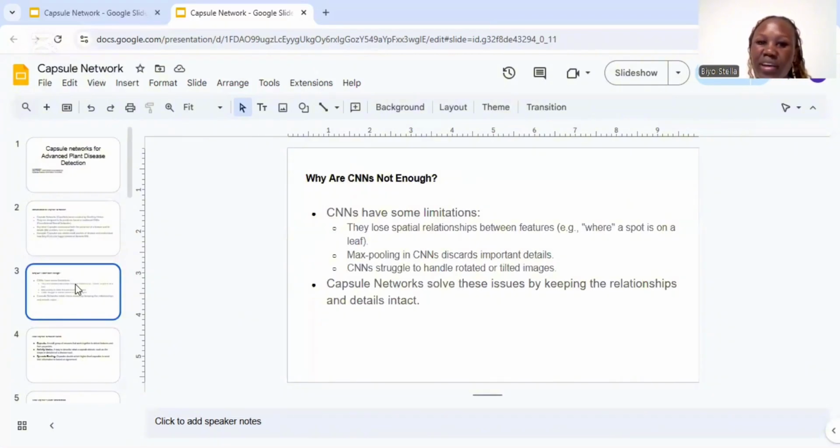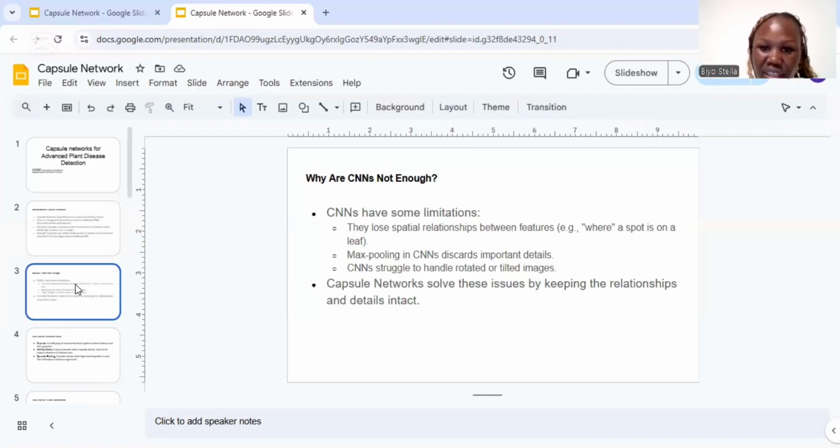The reason why we prefer the capsules instead of the CNNs is because the CNNs have some limitations. One of them is that they lose spatial relationships between features. They can miss the where of features, like where exactly in the leaf. Let's say you take a picture of the leaf, they don't know exactly where the disease is found in that leaf. Unlike the capsules, they can tell you the exact position where maybe the wilt has been discovered.